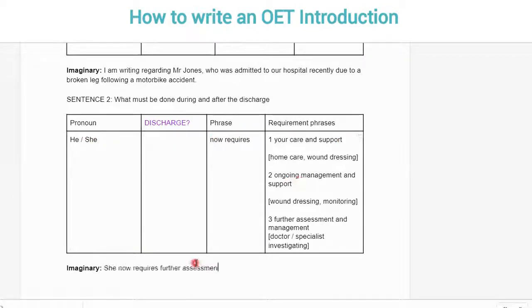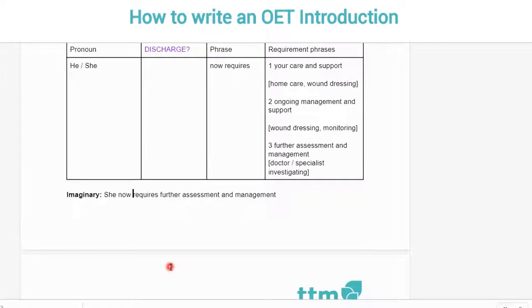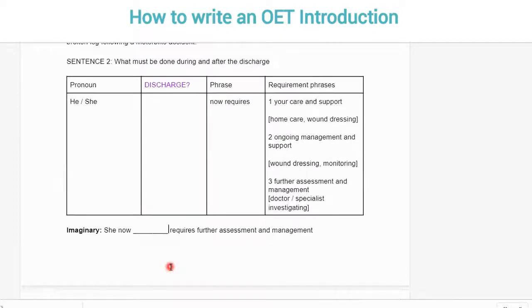It's easy, right? Good. Now, obviously, I've left something out, haven't I? I've left out discharge. If you're writing a discharge letter, that means you need to say something about the fact that he or she will be discharged today or tomorrow. So Raji, can you help me out with this? What's a good phrase?